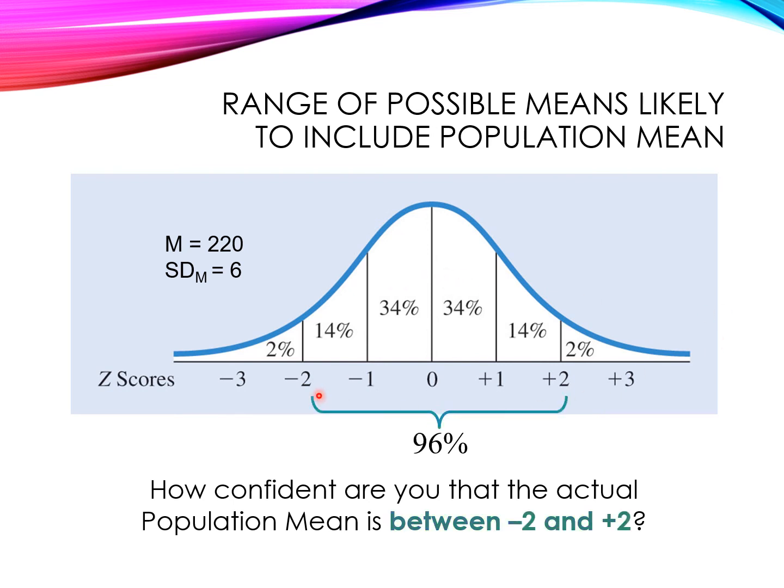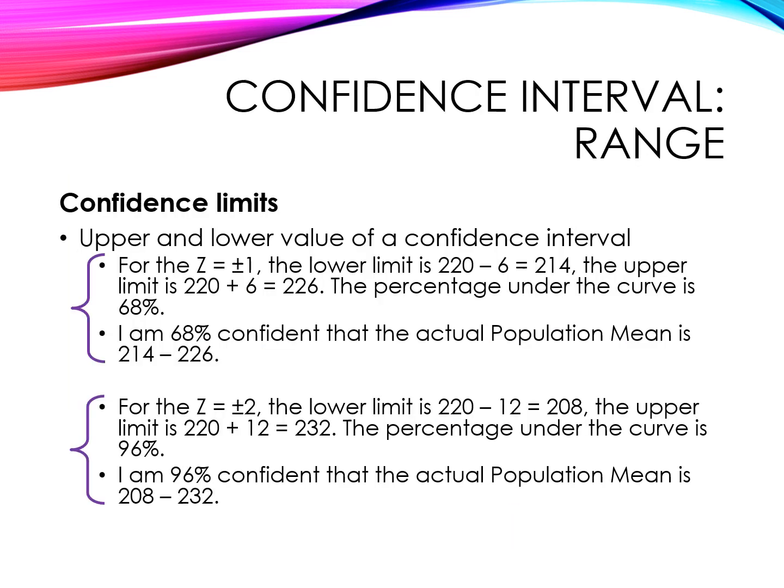If we were to expand that and go out to the two z-scores, -2 to +2, then we would be 96% positive. That would be 14 plus 34 plus 34 plus 14, okay? That the actual mean is somewhere in here. So we think about that range, and this helps us to start thinking about our confidence interval, the interval where we're confident of where the actual mean might be. And so we call these confidence limits. We have an upper and a lower value of a confidence interval.